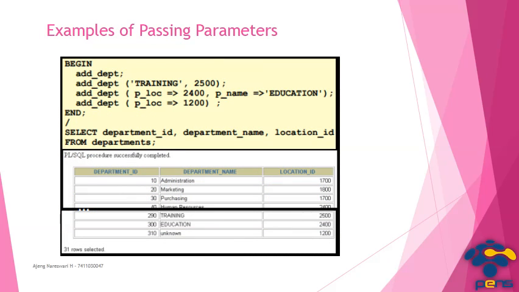Example of passing parameters. You can see from the picture there is a syntax for an example of passing parameters, and the picture at the bottom is a table that is the result of the example of passing parameters. You can see there are 3 columns in the table.